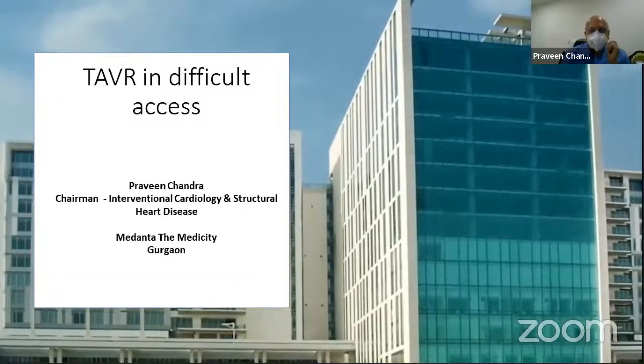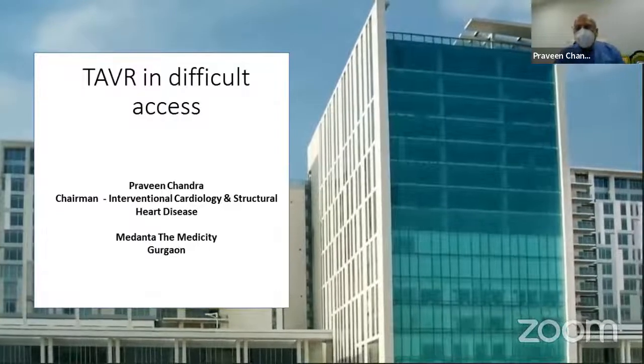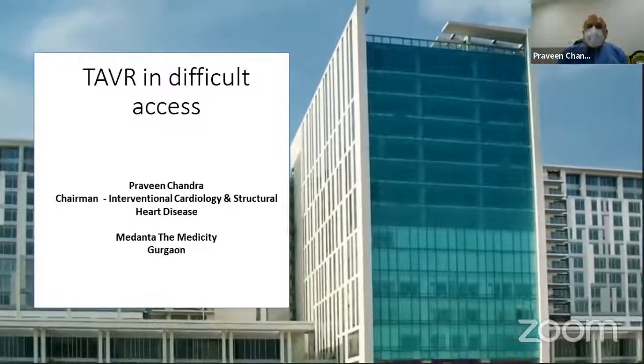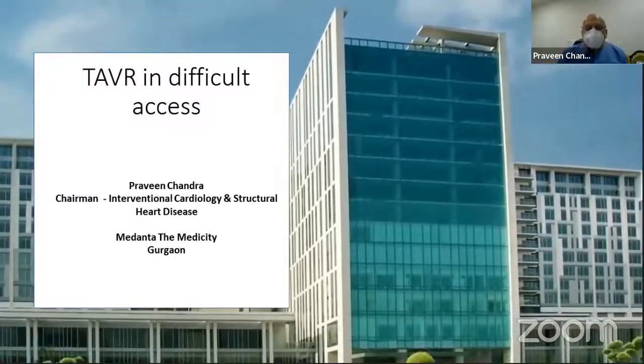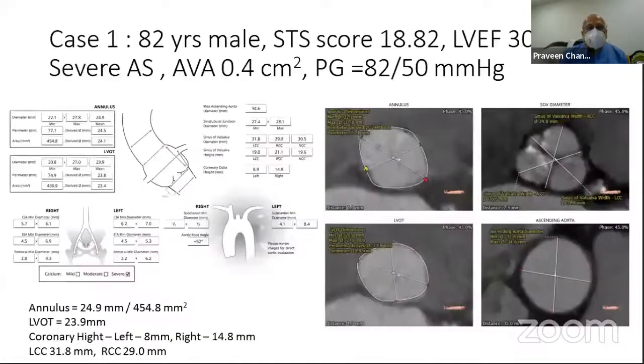It's fantastic. So TAVR in difficult access, which is the topic I'm going to cover today. And here what I will show you is that in those patients where we do a femoral TAVR, these are the type of valves we use. And these are the 5 types of valves which are available today in India, and all of them can now be used for non-transfemoral access also. So where do we need a non-transfemoral access? So these are some examples I'm going to show you.